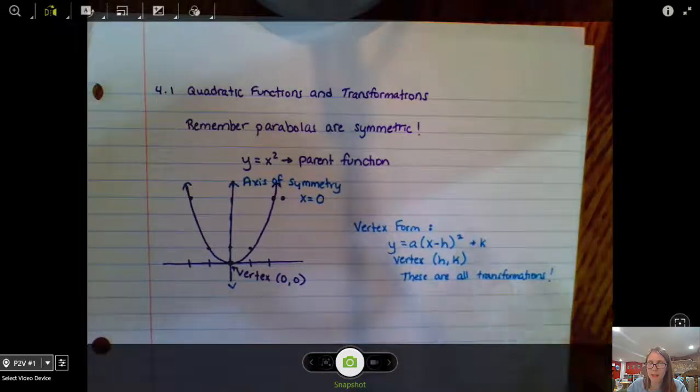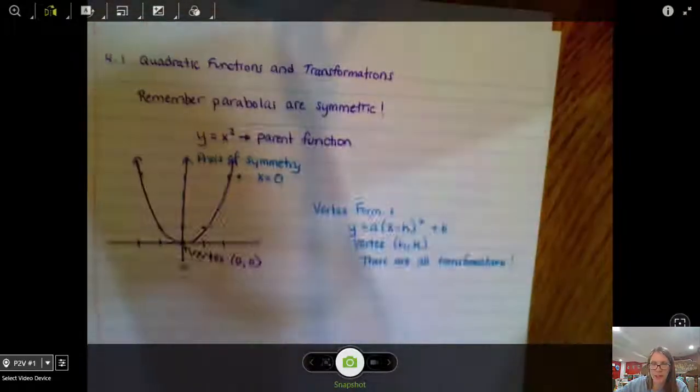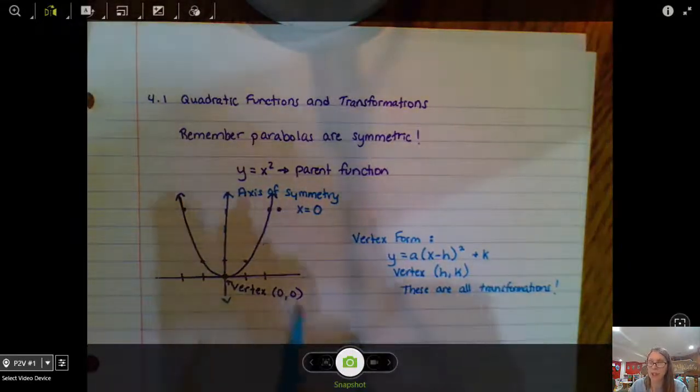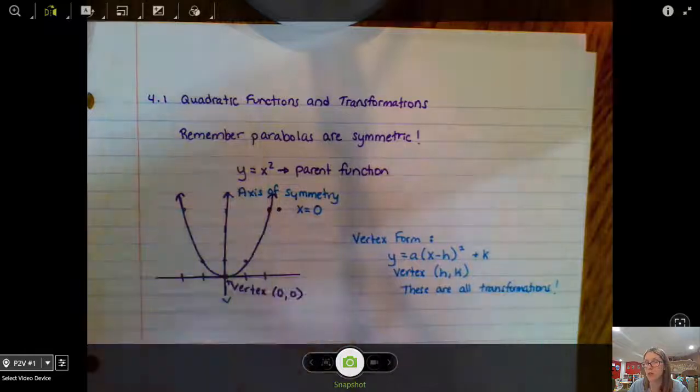So hopefully it makes a little bit of sense too that our vertex is (h, k), because that affects how our parent function moves left and right, and then up and down also.